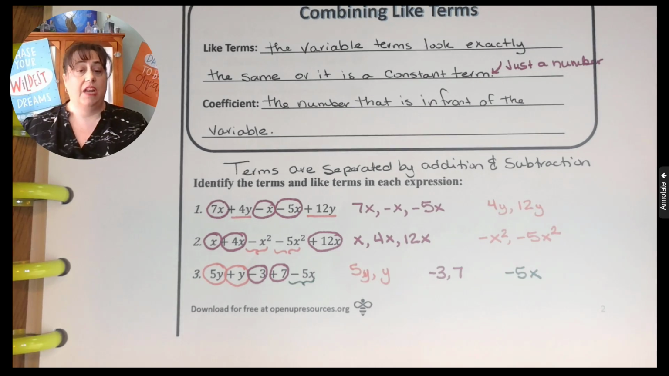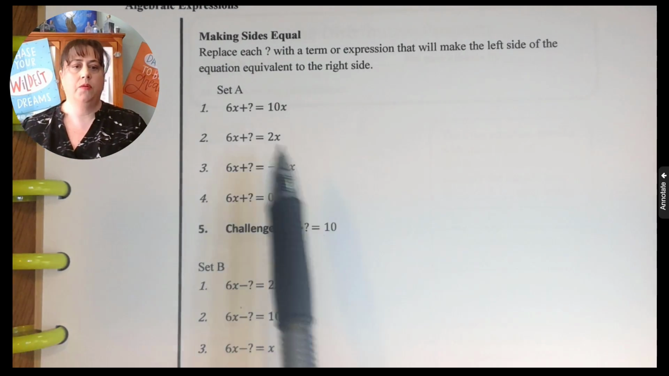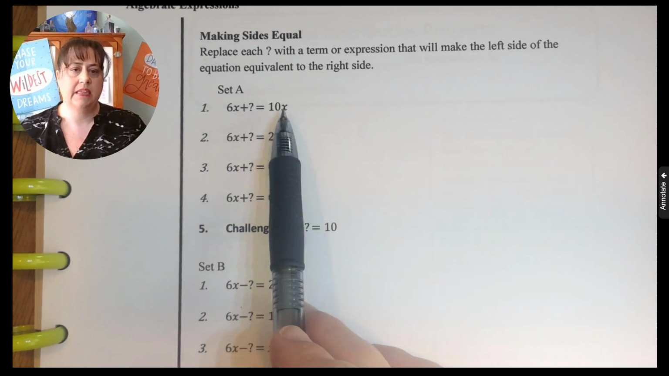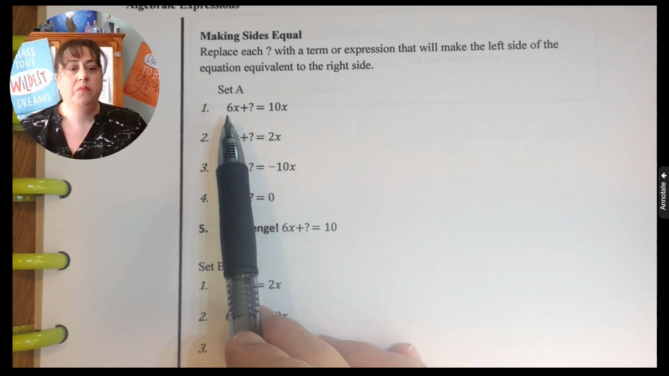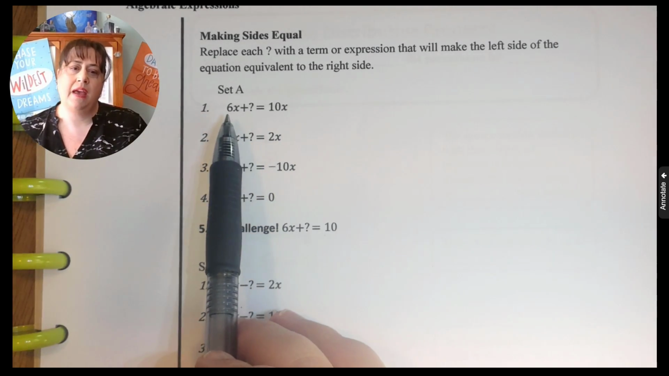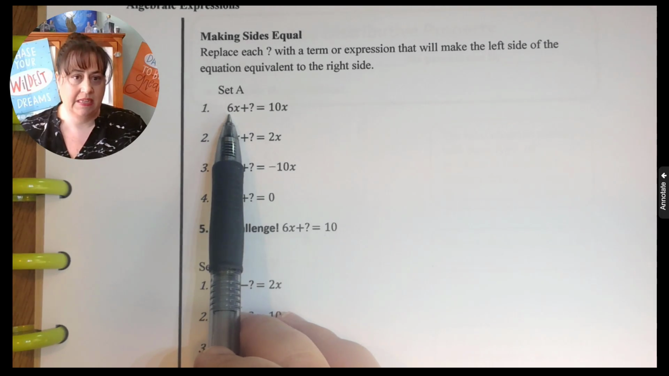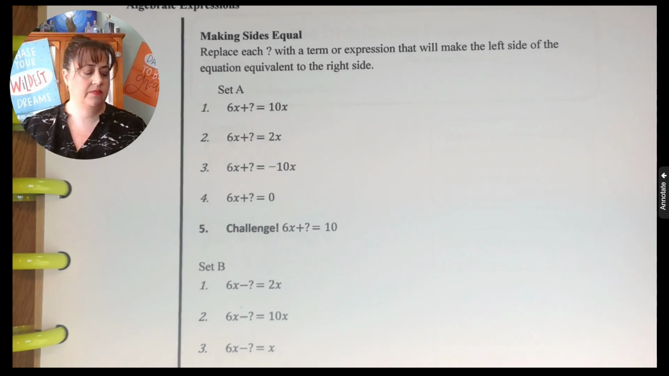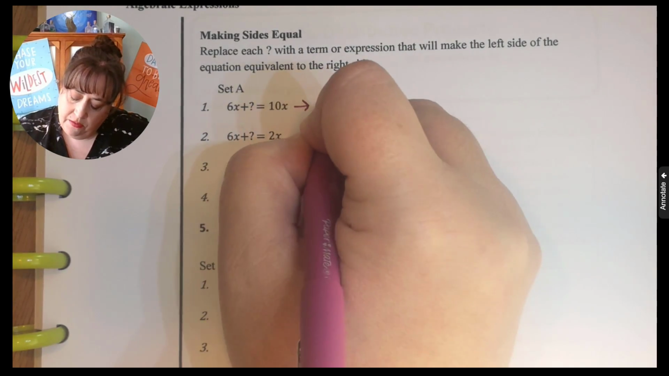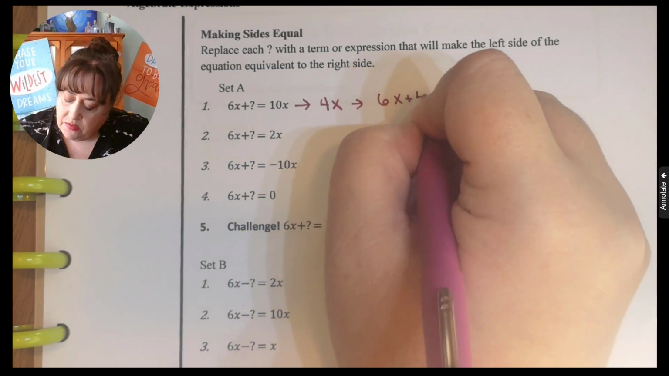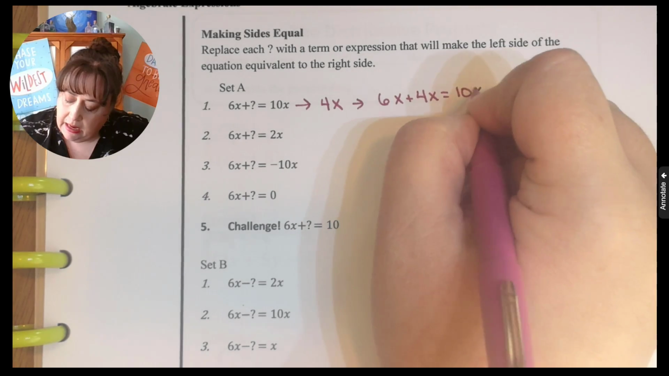Terms are separated by addition and subtraction. So now what we are doing is looking at this right here, and we're looking at 6x. What would I add to 6x to make it equal 10x? Well, just ask yourself, are 6x and 10x like terms? And they are. So you would ask yourself, how many x's does it take to go from 6 of them to 10 of them? From 6 to 10 would be 4. So I would need to add 4 x's to get there. So we can rewrite this as 6x plus 4x is equal to 10x.